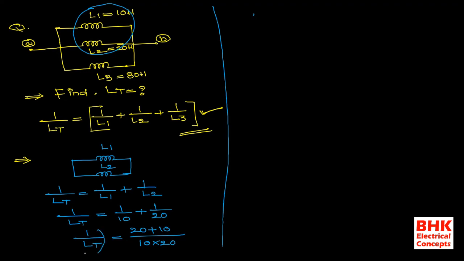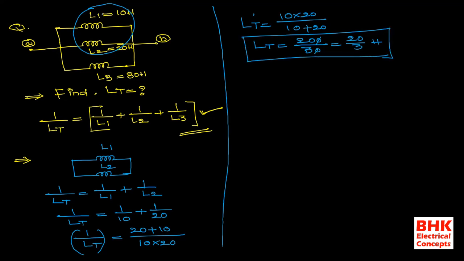This is actually 1 by LT, but we require only LT, so take the reverse. So 10 into 20 divided by 10 plus 20. If you simplify, you will get 200 divided by 30. The 0 gets cancelled, and 20 divided by 3 Henries is the value of only these two inductances. So I got 20 divided by 3 as the result of the parallel combination of L1 and L2.